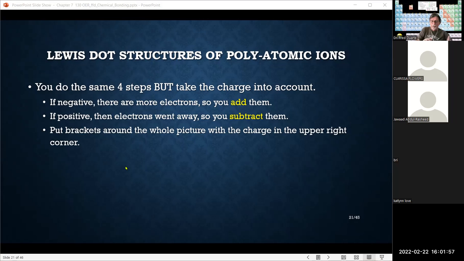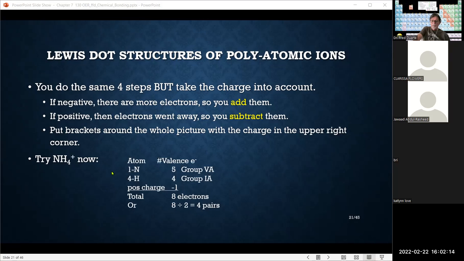All right, and then at the end, we put a bracket around the whole structure, and you put a charge in the upper right corner. Let's try, for example, the cation ammonium. What we just showed you earlier is NH4 and has a positive charge. Okay, so what we do is we've got nitrogen at group 5. So it's 5 valence electrons. We have 4 hydrogens. Each one brings 1. Okay, so a total of 4. Okay. And notice, if you forgot, wait, I'll come back for a second. Since it's positive, we subtract 1.